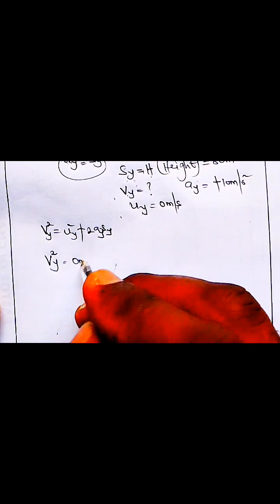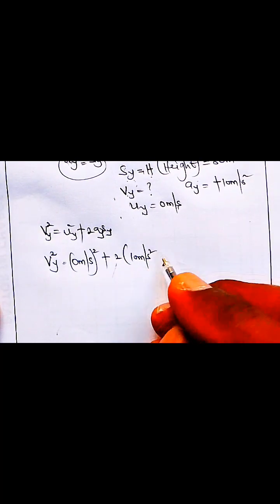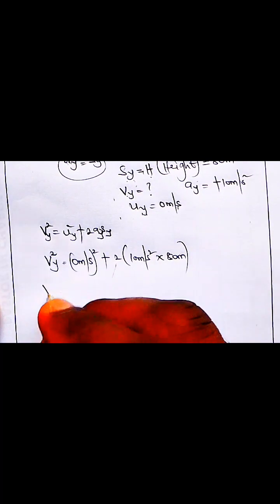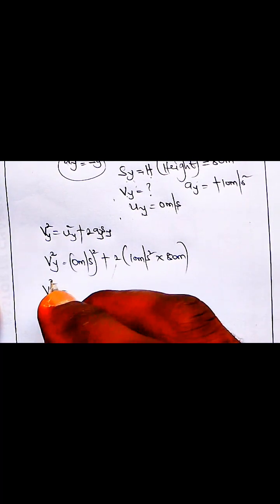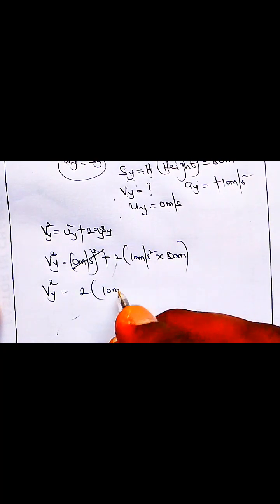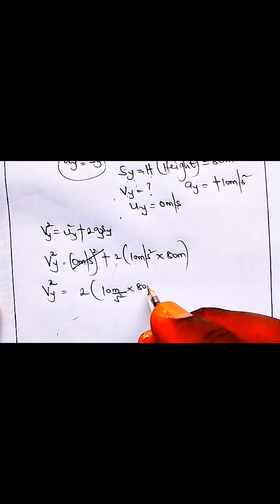So what do we have? We are looking for this V squared. Initial speed 0 meter per second, raised to the power 2, plus 2 times the acceleration, 10 meter per second squared, times the distance, which is 80 meters. So the initial velocity squared, 0, is just not needed, gone. So we have 10 meter per second squared times 80 meter over 1.